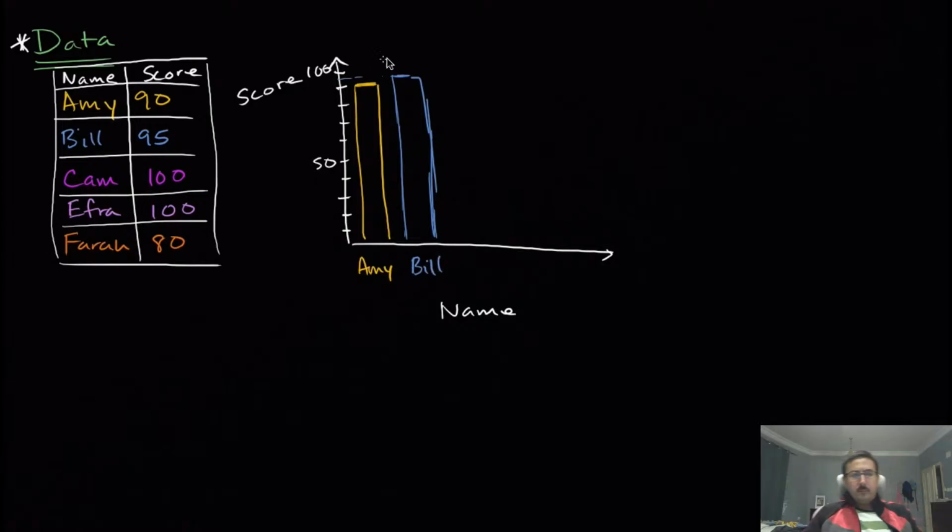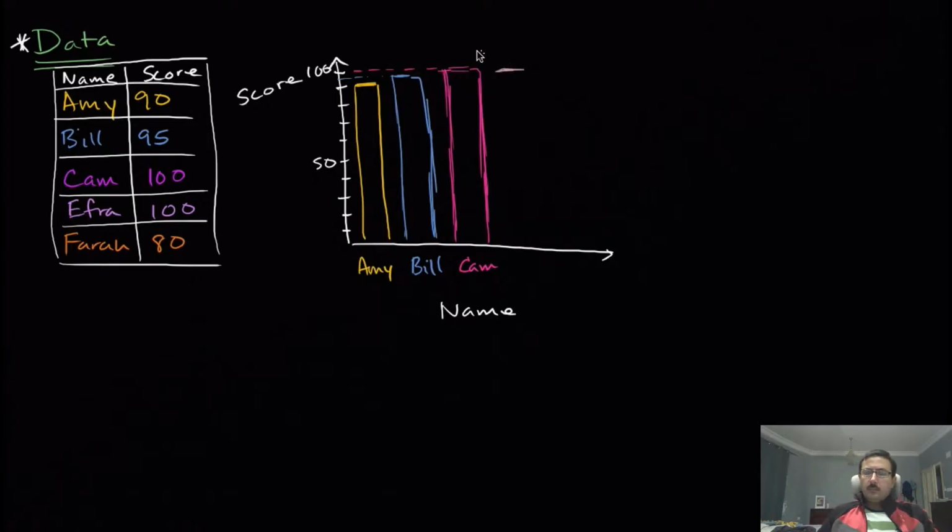And then you have Cam, who got 100 on the exam. Obviously I'm hand drawing it, so it's not as precise as if I were to do it on a computer. So this right over there, that is Cam's score. Efra got the same score as Cam. So her score is going to be, let me do that in Efra's color. That's Efra's score right there. She also got 100. And then finally Farah got an 80. So 60, 70, 80. So this is Farah's score right over here.